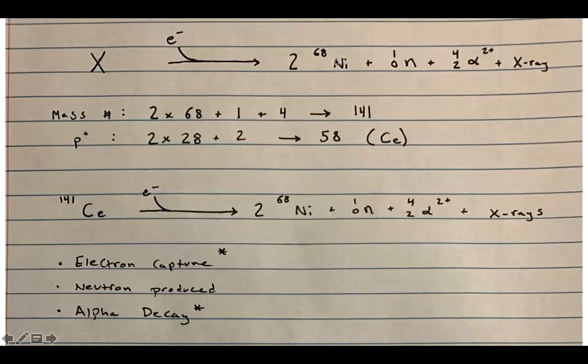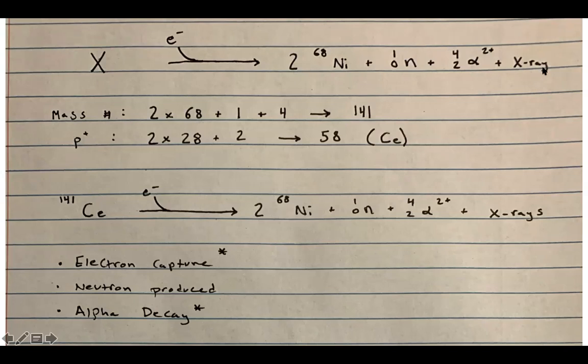Okay, so at first I just wrote my generic formula, right? I knew that I had a parent nucleus that I'm just going to write as X. An electron's going to come in and react with this parent nucleus to produce 2 nickel nuclei, each with a mass of 68. That's what nickel 68 means. Plus a neutron. So a neutron we represent with N. It has a mass number of 1 and it has 0 protons. And it's also going to create an alpha particle, right? So an alpha particle has a mass of 4. It has 2 protons, and because it has 2 protons and no electron, it has a positive 2 charge, and it also is going to produce X-rays, right?